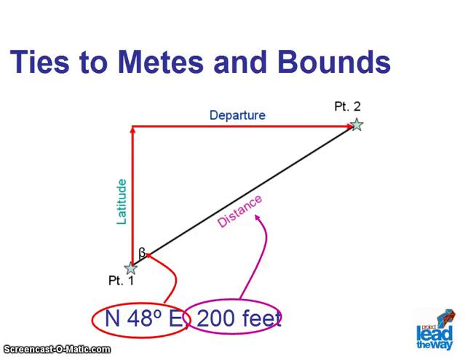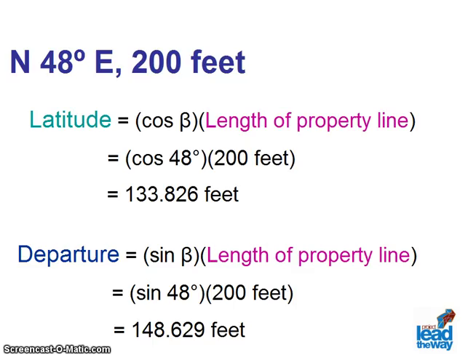Now if we look at the triangle from a metes and bounds perspective, we can see that beta is the bearing angle, in our example, north 48 degrees east, and the distance is the number of feet, 200. Putting it all together, before we move on to actually finding Northings and Eastings for any set of metes and bounds descriptions, let's take 1 minute to calculate the latitude and departure values for the bearing of north 48 degrees east, 200 feet.